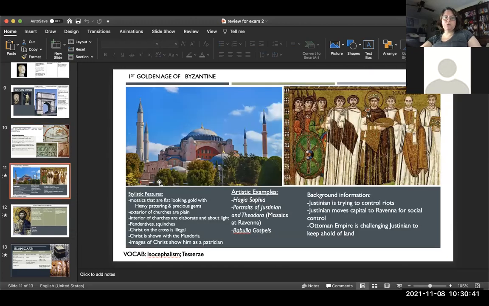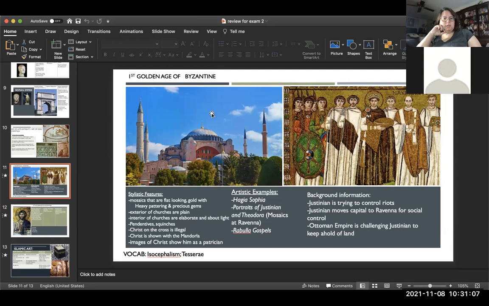So this is the first golden age of Byzantine. This is Hagia Sophia, and this is the mosaic of Justinian at San Vitale. Remember that the first golden age of Byzantine is also called the age of Justinian. But for the most part, I've used it in your exam as being the first golden age, just for clarity purposes.